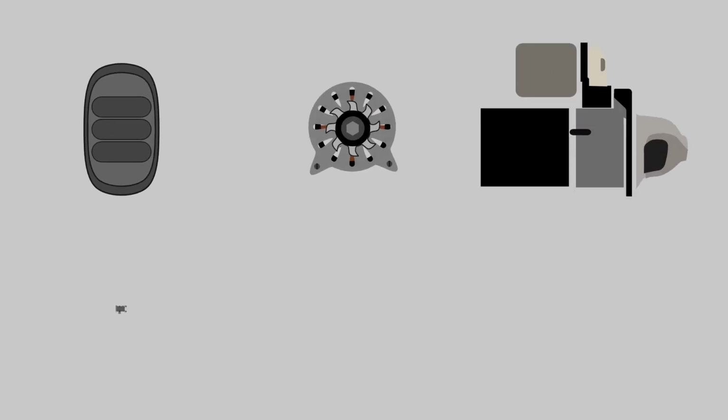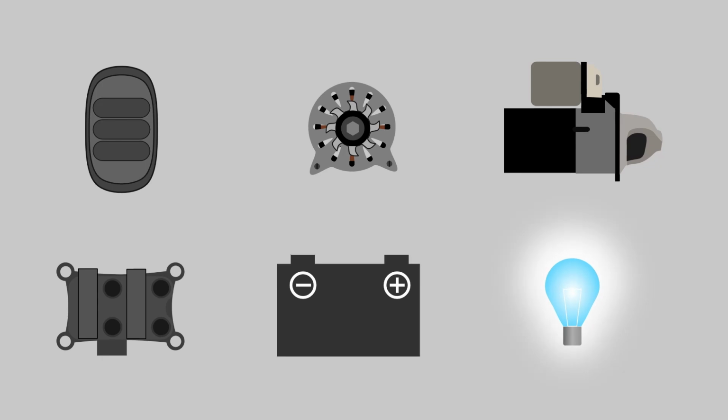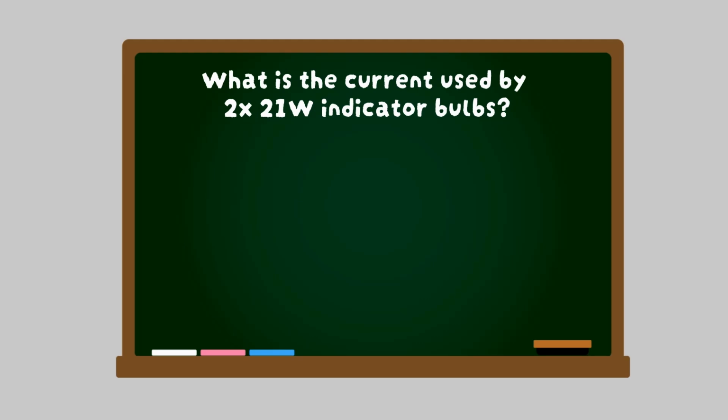We can therefore calculate power from the current and resistance, or voltage and resistance. Wattage is an important measurement in various vehicle components, for example, light bulbs. Last calculation. What is the current used by 2 21 watt indicator bulbs? Here we can calculate this by saying I equals 42 watts over 12 volts, and the answer is 3.5 amps.